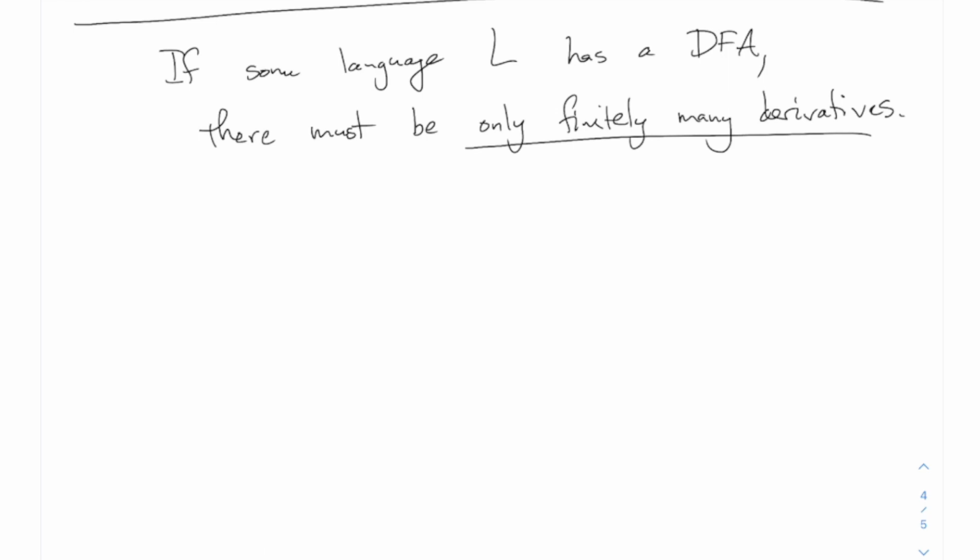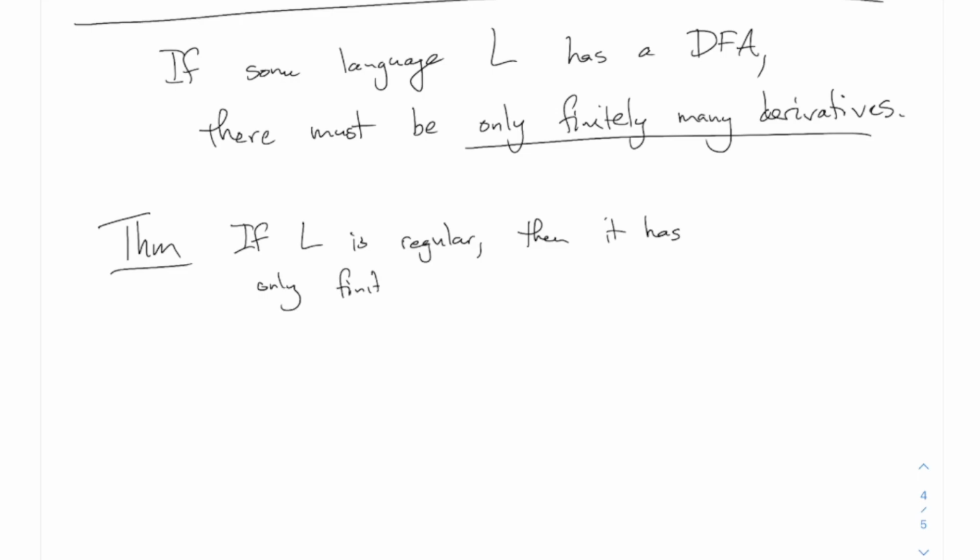I'll write this as a big theorem, which we're not going to prove, but it's basically just because of all the stuff that we've been saying. Rather than saying if some language has a DFA, I'm just going to say if it is a regular language. So if L is regular, then it has only finitely many derivatives. Actually, this is an if and only if, but we're only going to really use this version of it. In fact, what we're going to use is the contrapositive of that.